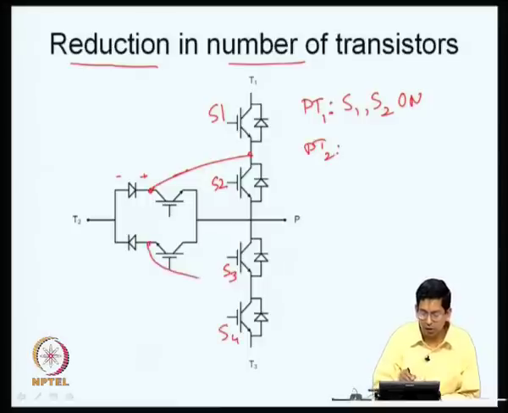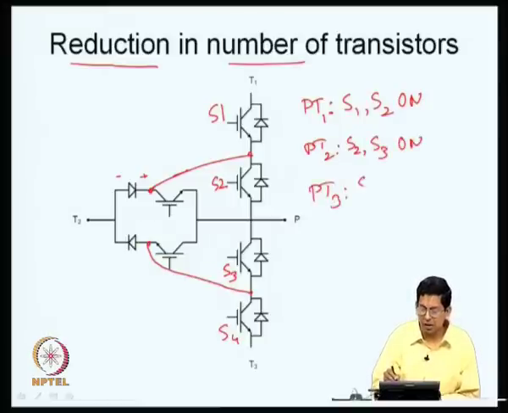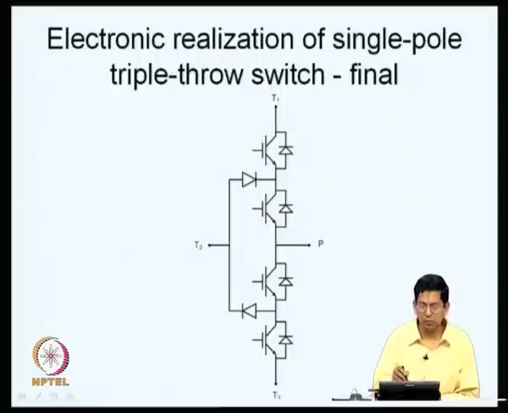We can also have a similar connection coming between here. So, if S2 and S3 are on, it can provide a connection with S1 being off. And for pole P to T3, S3 and S4 are on, and the other switches are off. So, you can actually replace these two transistors, which I had called S2A and S2, by a single one, and S3A and S3 by a single transistor as shown here. And now, this is what I would call the final realization of a single pole triple throw switch.